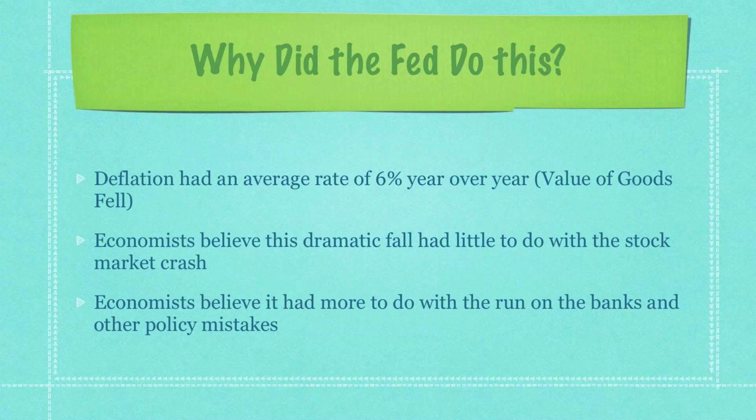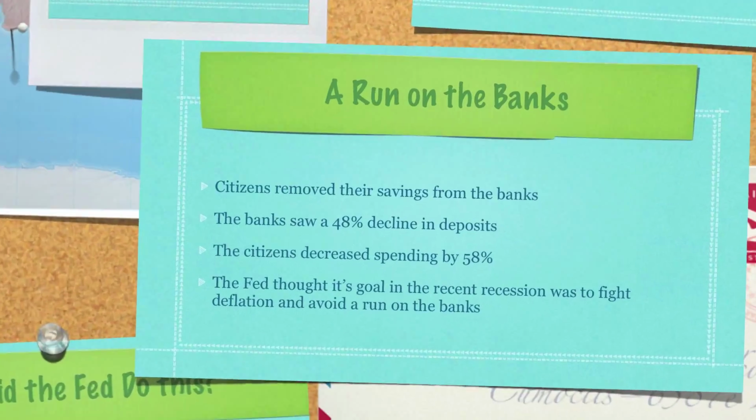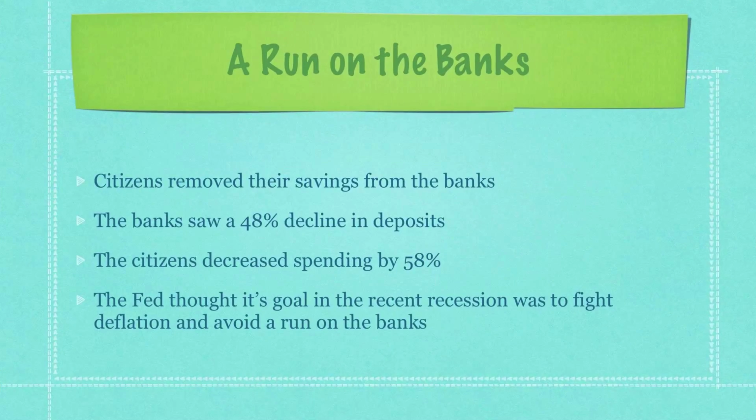Economists believe this dramatic fall had little to do with the stock market crash. In fact, economists believe it had more to do with the run on the banks and other policy mistakes of the government at that time. What happened during the Depression is citizens removed a large percentage of their savings from the banks because they were worried about a financial collapse. The banks, in fact, saw a 48% decline in total deposits, and on top of that, citizens decreased spending during the Depression by 58%.